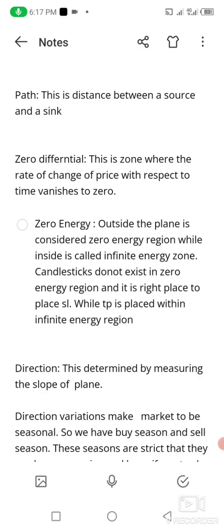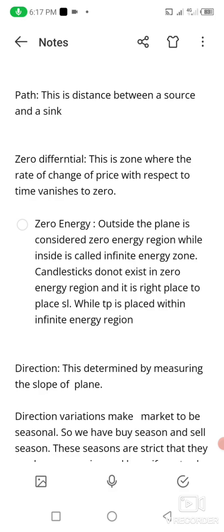Then we have zero energy. When you draw your planes, outside the plane is considered the zero energy region, while inside is called the infinite energy zone. So when you draw a plane, within that plane it has a lot of energy, meaning that your stop loss should not be inside the plane if at all you want to succeed, because the price has the capability to hit your stop loss because of the energy content of the price function.